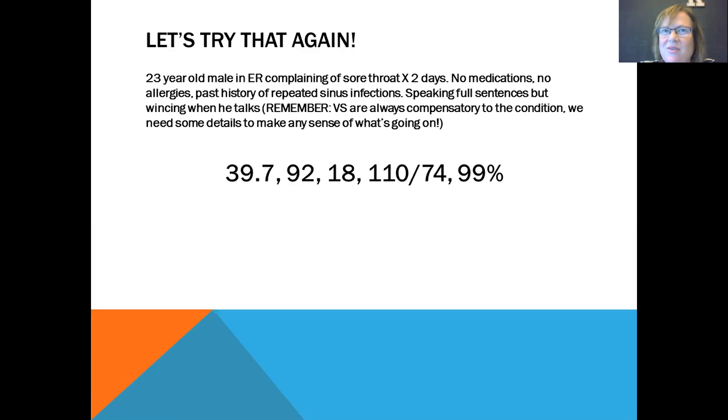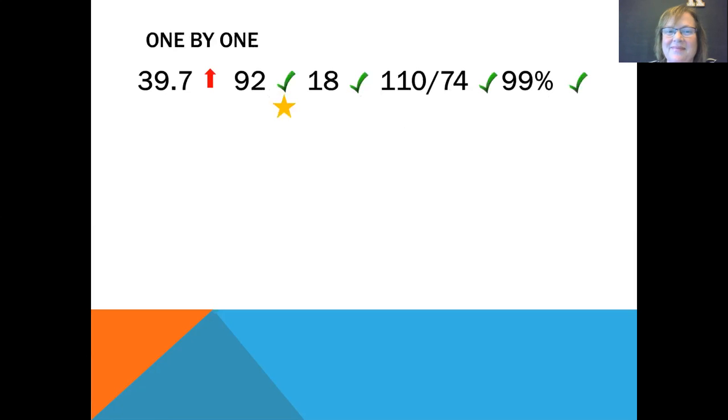Take a pause for a second if you want to. Draw your arrows up and down. And let's see if we got the same result. Are you ready? 39.7, clearly a fever, and a fairly high fever for an adult.